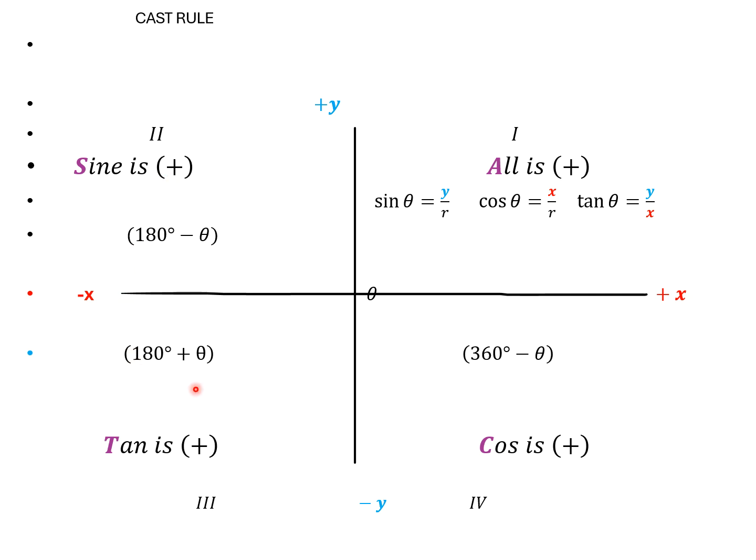If I go to quadrant 3, I have negative x and negative y. So sine there, negative divided by positive becomes negative. Cos there, negative divided by positive becomes negative. But tan theta, negative y divided by negative x there gives me tan as positive. Therefore, in this quadrant, only tan is considered positive.